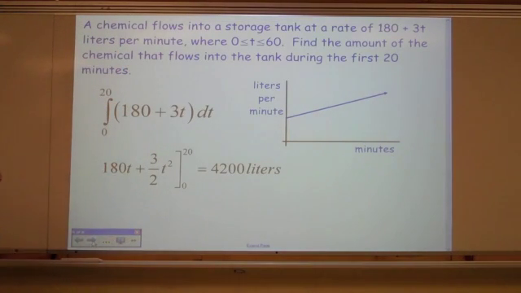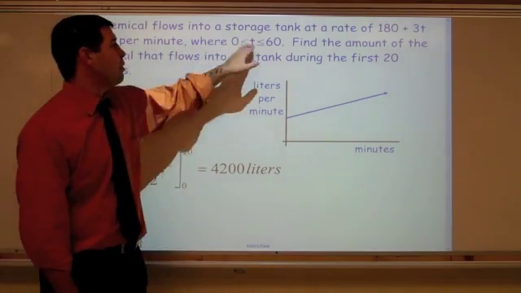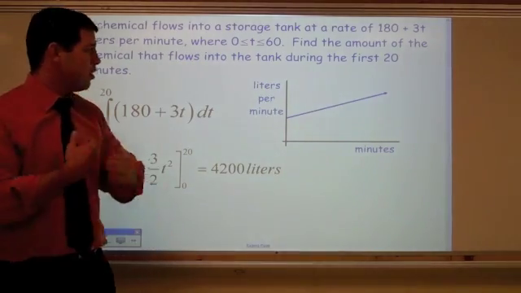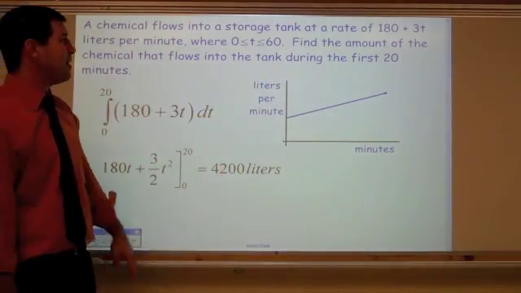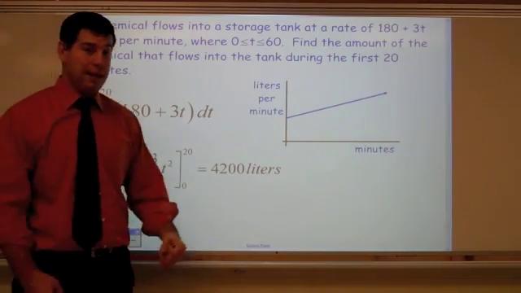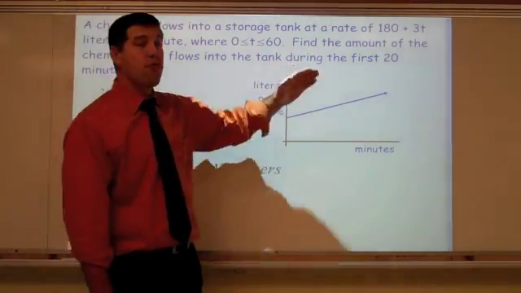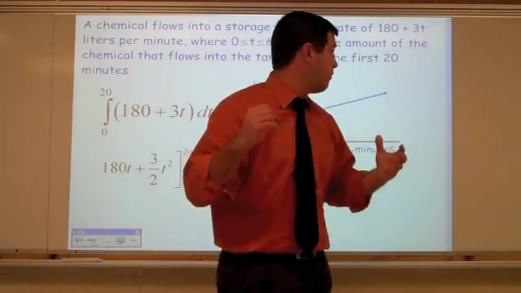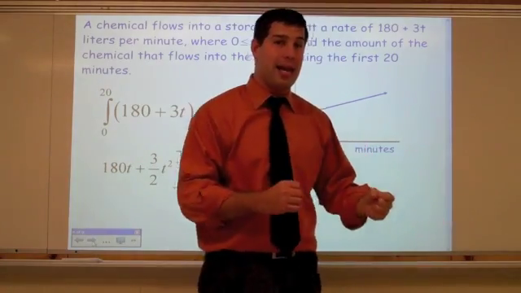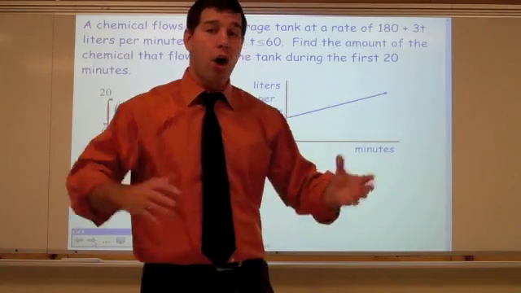So you have this problem here. A chemical flows into a storage tank at a rate of 180 plus 3t liters per minute, where t is between 0 and 60. So that's over an hour. Find the amount of chemical that flows into the tank during the first 20 minutes. So we are given a rate. And you want to find out how much actual chemical is in the tank over a period of time.